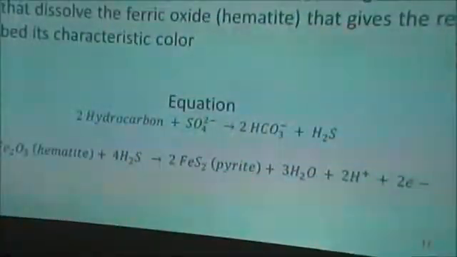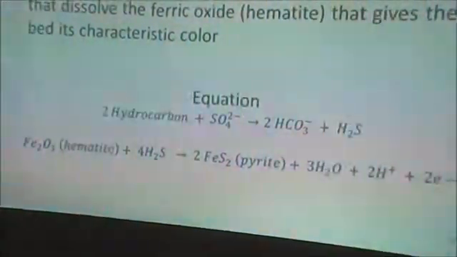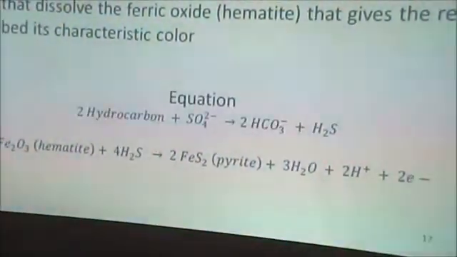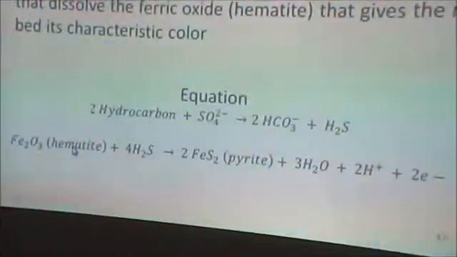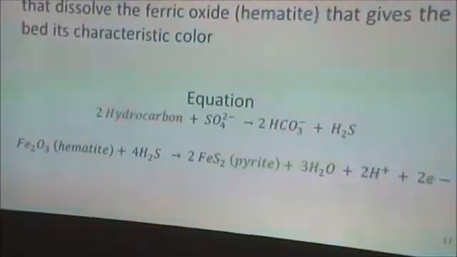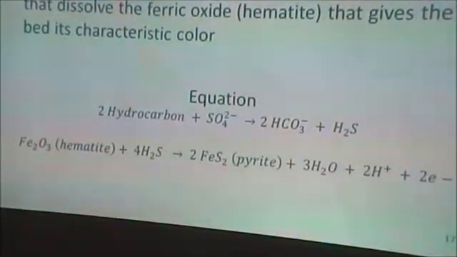Yeah, I'll explain it chemically here. We have hydrocarbons reacting with the sulfates present naturally in the soil and sediments to form hydrogen sulfide. We know in solution hydrogen sulfide dissociates to form acids, which are going to attack the iron 3 naturally present in soil as a brown color, and that brown color is formed by hematite. So when these two react, they form iron 2, which is this iron sulfide, the one I'm calling pyrite.